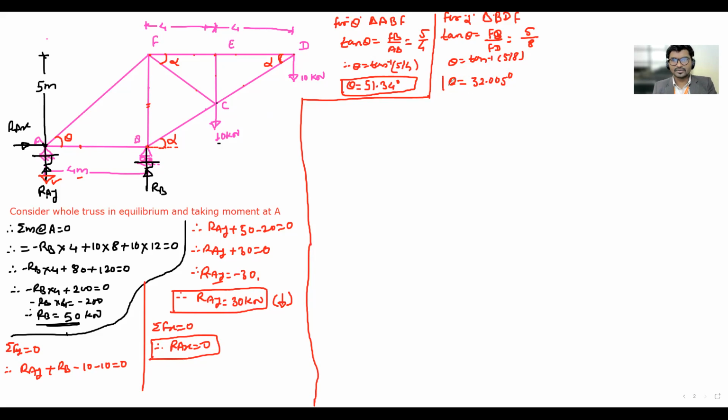Just a minute. The answer is correct, but that answer is for alpha, not for theta.